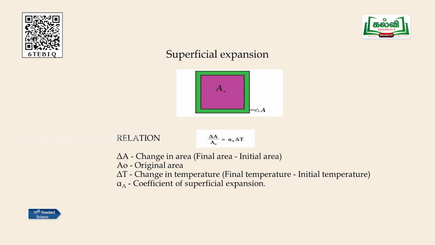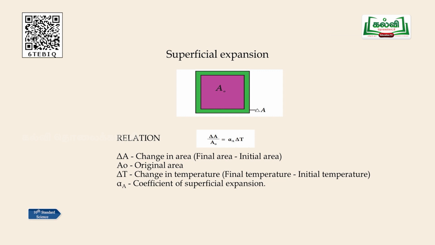So, that change in area can be taken as delta A. The initial temperature is T naught, and the new temperature we have increased. When you subtract both, you get delta T. From these two variables, you can calculate the formula. Here is the formula: delta A by A naught is proportional to delta T.